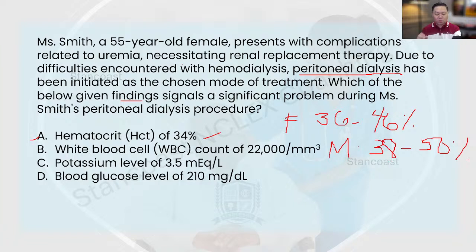The patient has chronic renal failure. They don't have much erythropoietin to stimulate the red bone marrow to produce red blood cells. That is why our patient has anemia. Now let's take a look at letter B. White blood cell count of 22,000 per cubic millimeter. Well, what do you think?